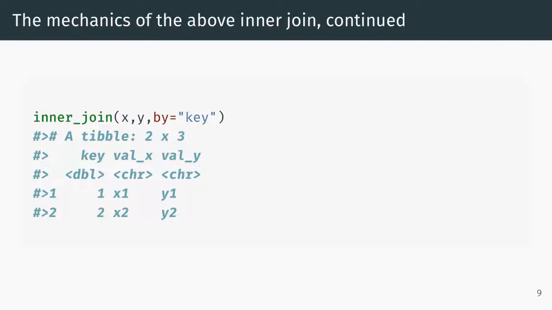So if I try to do an inner join between them, I get a resulting tibble, which is the two rows where the keys matched. Oh, and I said by key here. This is not strictly necessary because by default, R is going to assume that two columns with the same name are what you want to join by. But I've said it anyway. There are cases where you're going to need to say it. We'll see those in a minute.